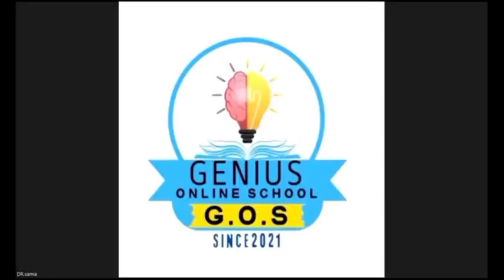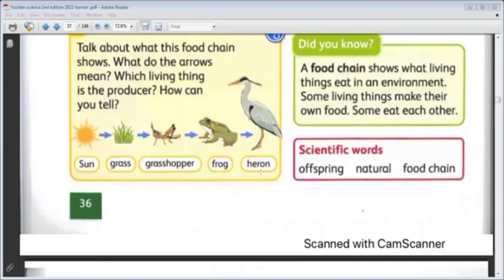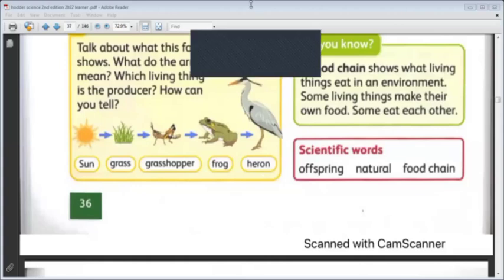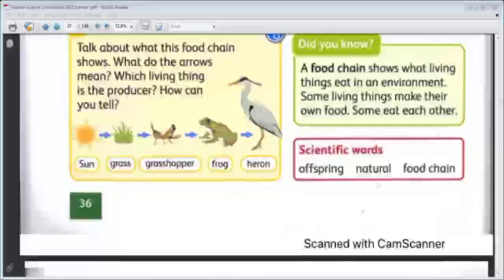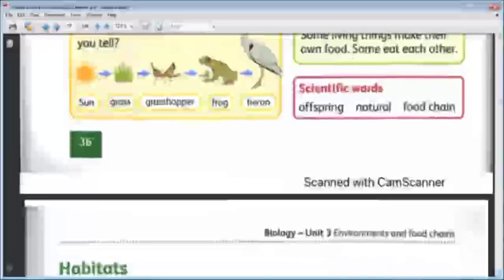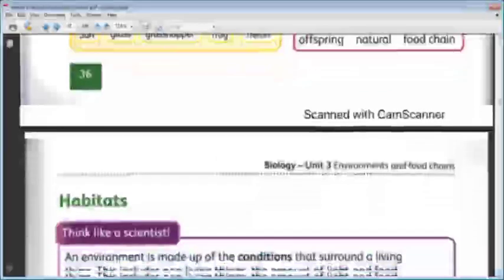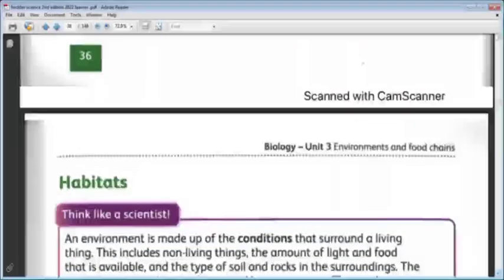There are different types of environment. Sabah, are you with me? Yes. Did you see the video? Yes. Okay, the different types of environment. Each type of environment contains living things that live inside it. Okay?